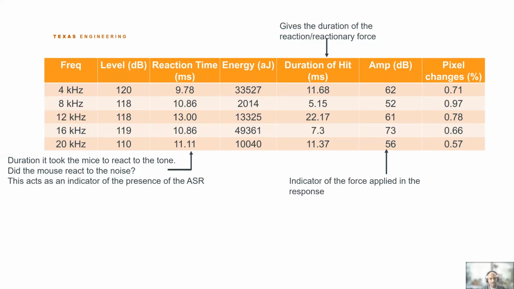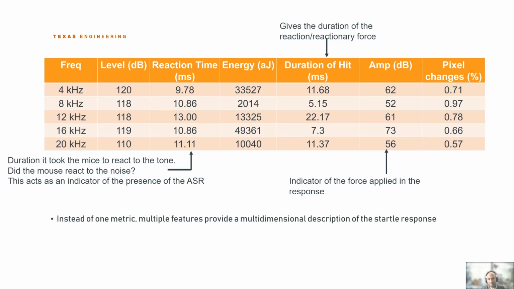So this is an indicator of the force, like the startle force applied by the animal, how much that force is. When compared to this, you look at the last column, which gives what is traditionally done with videos. That gives you the pixel changes corresponding to each startle, the total number of pixel changes from the video. That is given in this last column.